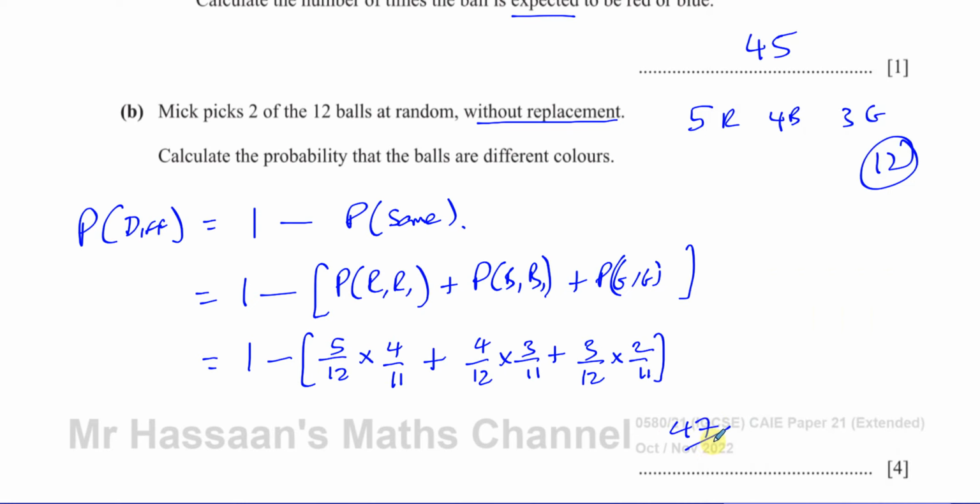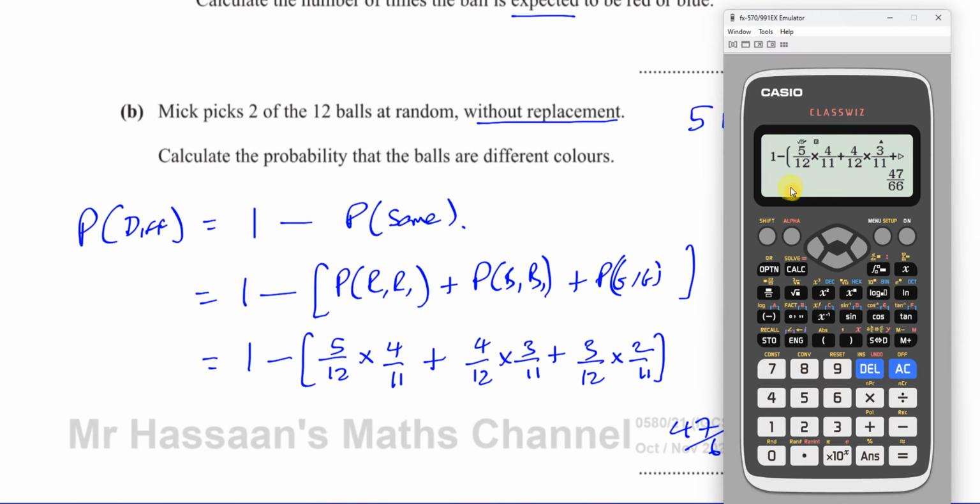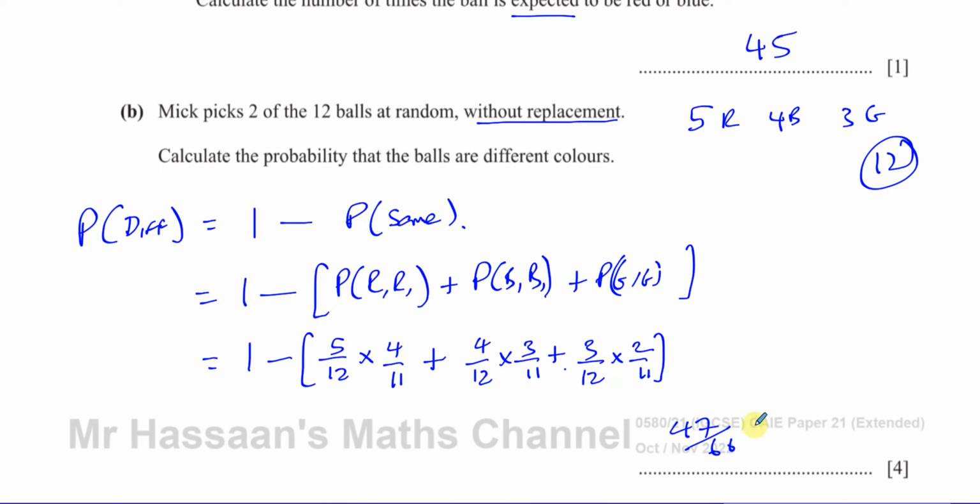So 47 over 66. Hold on, did I do 1 minus? Let me check. Yes, I did. So that's 47 over 66. That is the probability that the balls are all different colors. All right, that's part B.